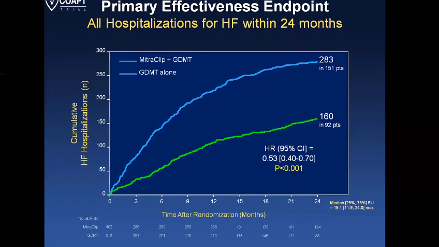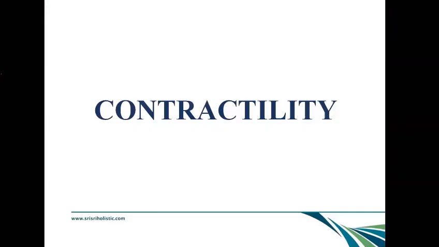So here again, in the COAPT study, they found that in contrast to the previous studies, as long as the LV is not hugely dilated, which means it is less than 65 to 70 millimeters end diastolic, and if there is severe regurgitation, these people do well when you reduce the mitral regurgitation with the MitraClip.